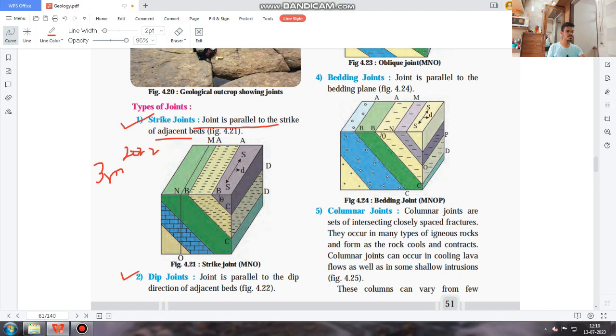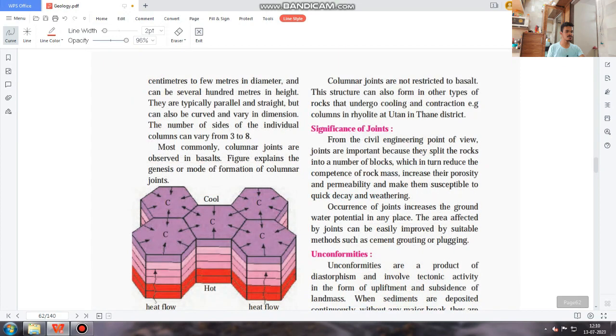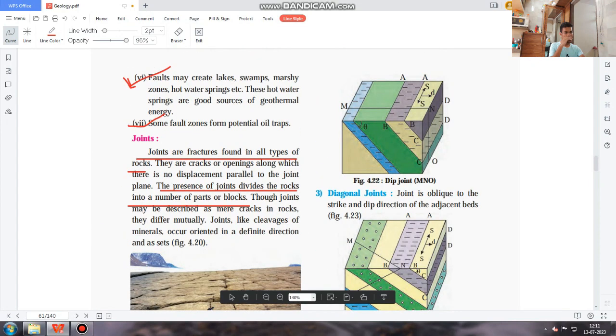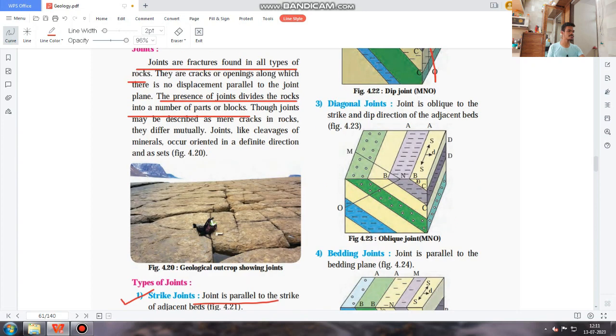Strike joint: the joint is parallel to the strike of the adjacent bed. You can see over here MNO, this is parallel to the strike. Dip joint: the joint is parallel to the dip. See MNO, yes, it is parallel to the dip. That is the main keyword you have to remember.